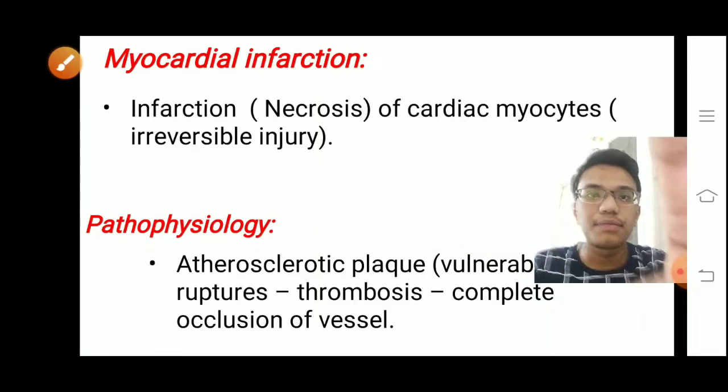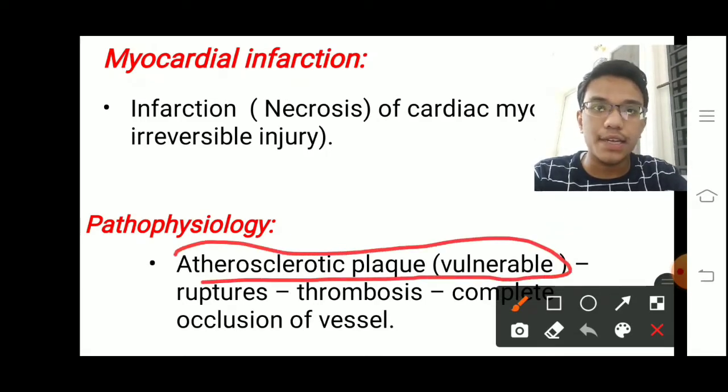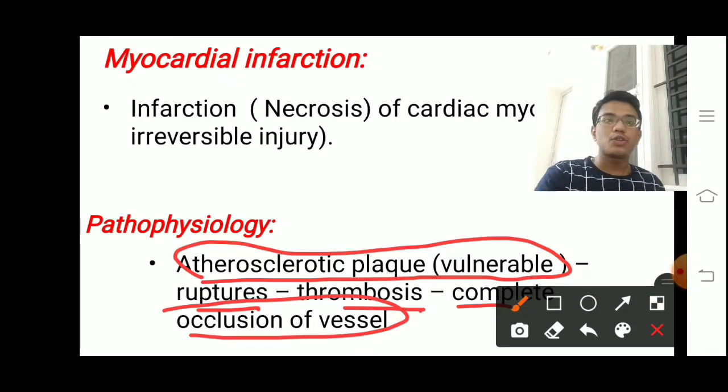Now the same thing here. There is atherosclerotic plaque. Wait a minute. Atherosclerotic plaque, it should be vulnerable so that it will rupture easily. If it ruptures, thrombosis will occur, and this thrombosis should completely occlude the vessel to cause myocardial infarction. So you can think like that.